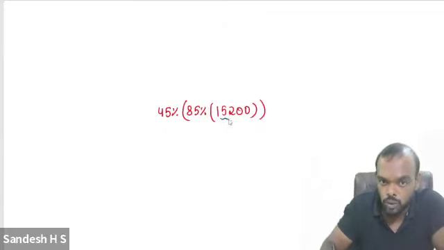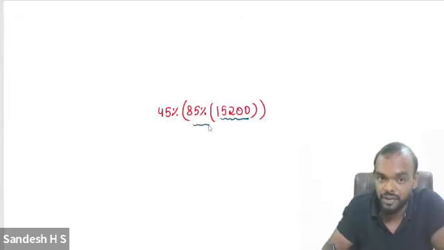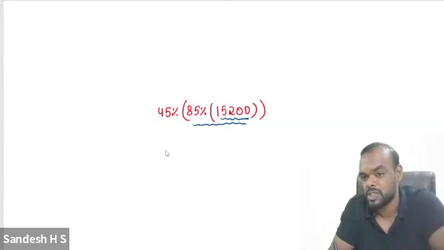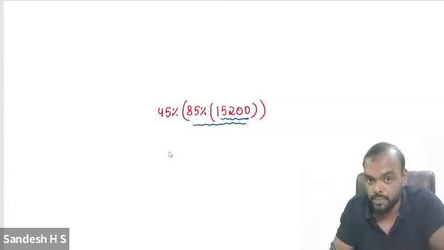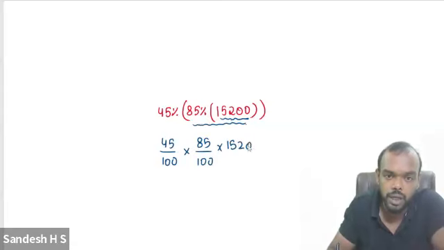These are total votes. 15% are invalid, means valid will be 85%. That is 85% of this much. These are valid votes then. Out of valid votes, the winner got 55%, means the runner will get 45%. So what do we do? 45 by 100 into 85 by 100 into 15200. The zeros cancel.